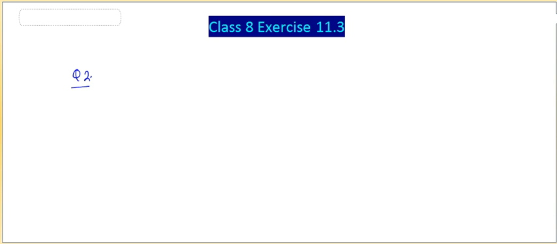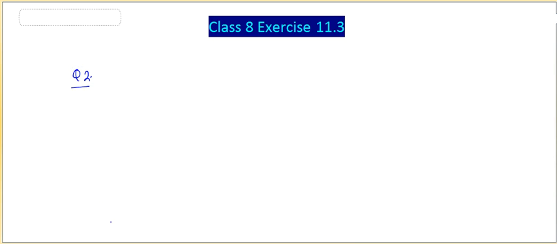So, the second question is: a suitcase with measures 80 centimeter into 48 centimeter into 24 centimeter is to be covered with a tarpaulin cloth. How many meters of tarpaulin of width 96 centimeter is required to cover 100 such suitcases? Okay students, what is the meaning of this question? Listen carefully.